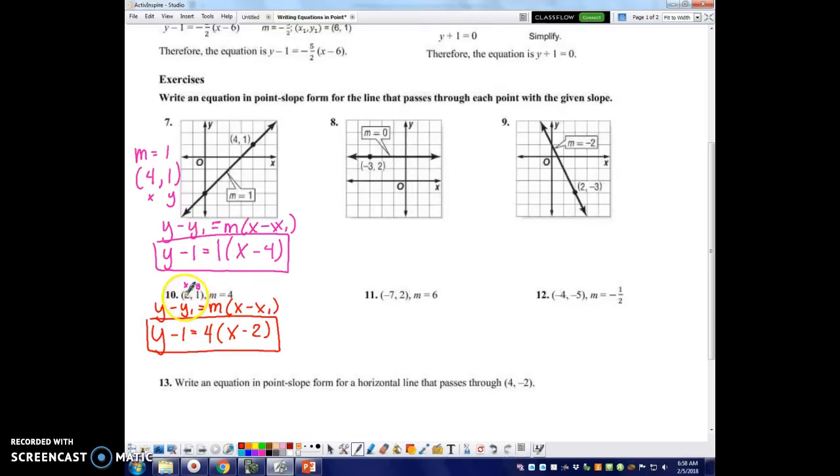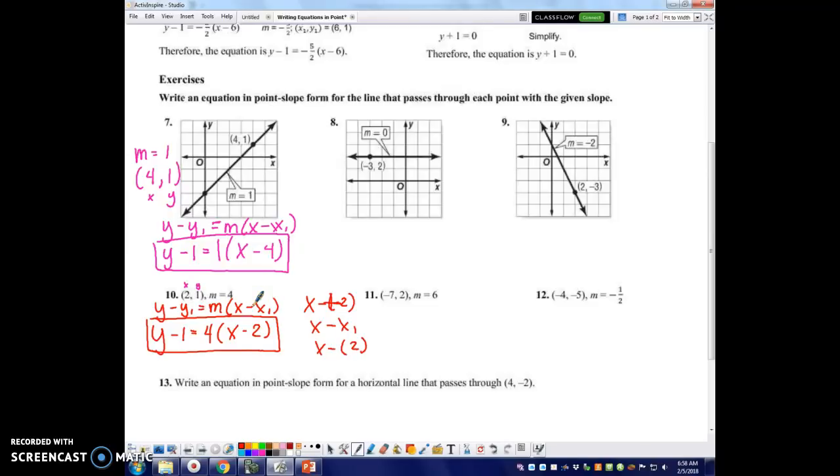Now the reason you can just change it to the opposite is because the formula here says x minus x1. So if you did x minus, and we have a positive 2, that gives you just minus 2. It's always going to be the opposite. But let's say this was a negative 2. If you have x minus a negative 2, that makes a plus. So it's always just the opposite. That's why it works that way.